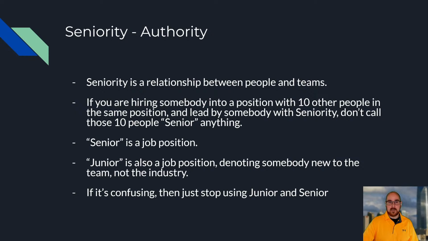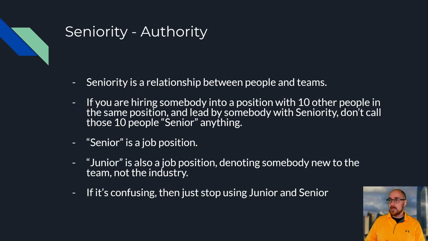If you're hiring somebody into a position and there's 10 people on the team, and they're all high skill level or whatever the case is, and they're led by somebody who's been there the longest, then time plays a part in that case, perhaps. This person's been with the company the longest. They are the senior developer. So in that case, they're called senior developer. But senior is a job position. It's not something that's in the industry.